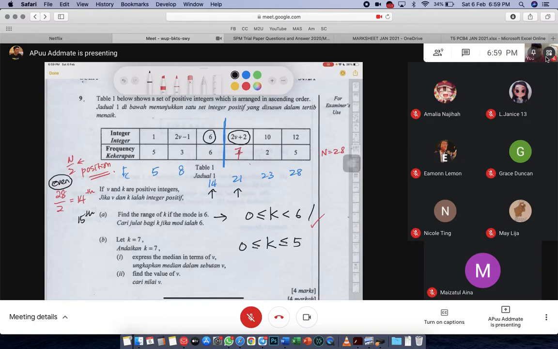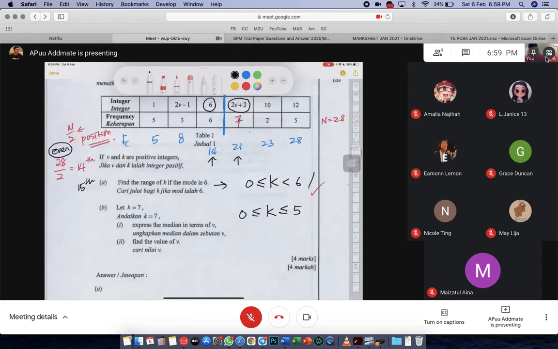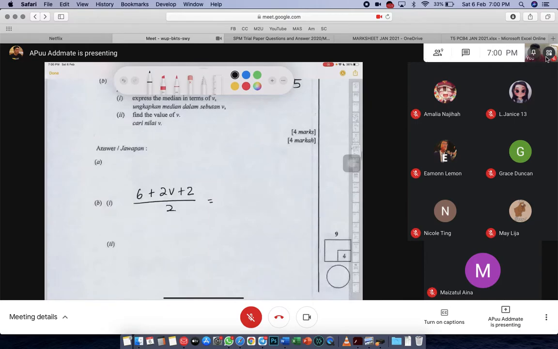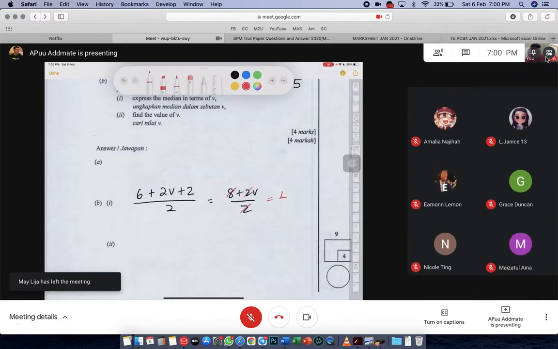So let us look at this one. So for question B1, you can take 6 plus 2v plus 2 divide by 2. So that is the answer for question B1. Express the median in terms of v. Okay, so kalau kita buat ni, you akan dapat 8 tambah dengan 2v over 2. So just do some simplifying. Okay, you akan dapat 4 plus v. So that is your answer for question B1. Alright, so itu jawapan B1 kamu.